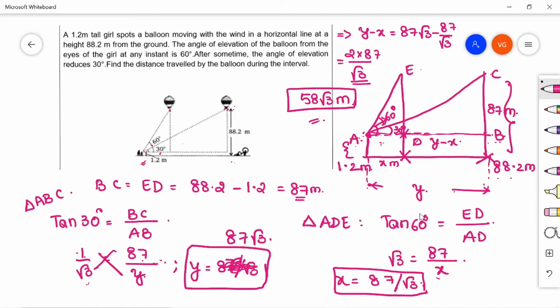Now coming to the marking criteria. As they have already given the picture, for drawing the simplified picture here, you will get 1 mark.